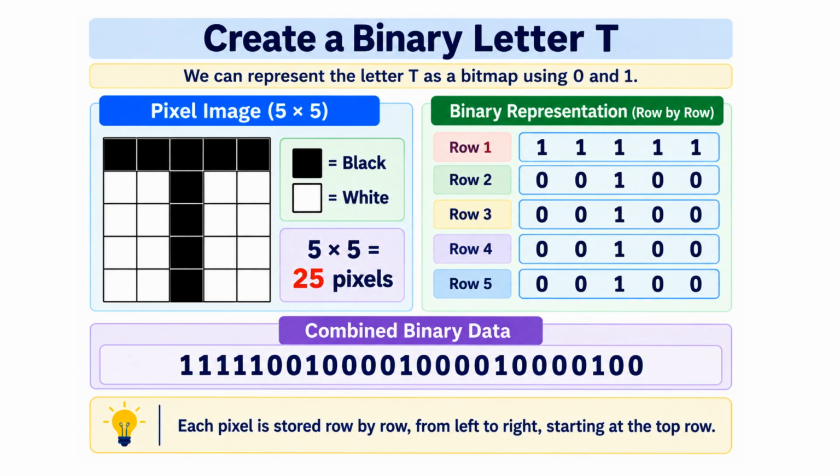Finally, we join all the rows together to create one continuous binary sequence. So remember, we read the pixels from left to right, starting at the top row, and continue row by row until the complete image has been converted into binary.